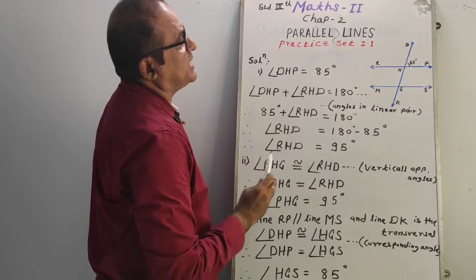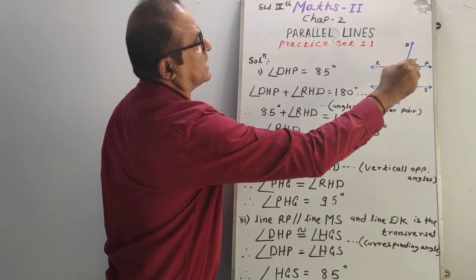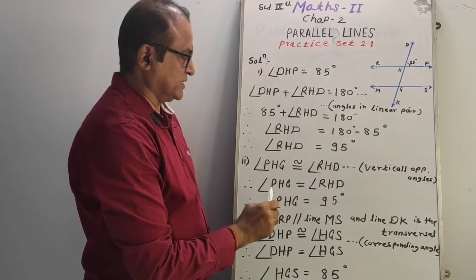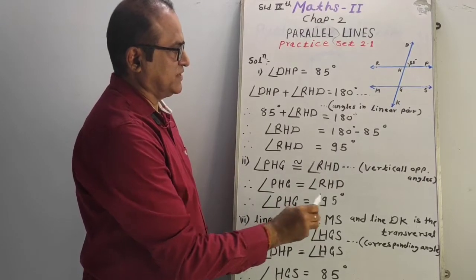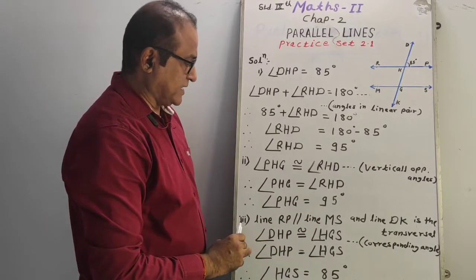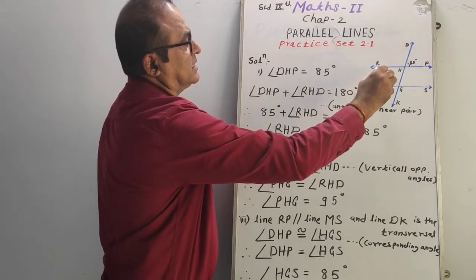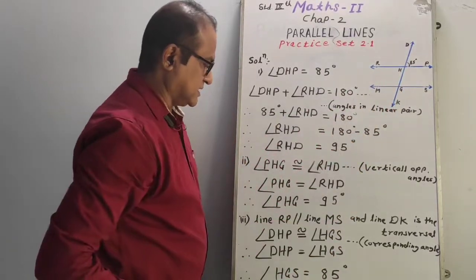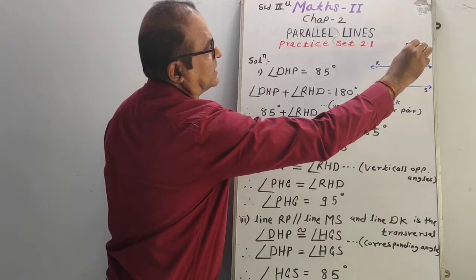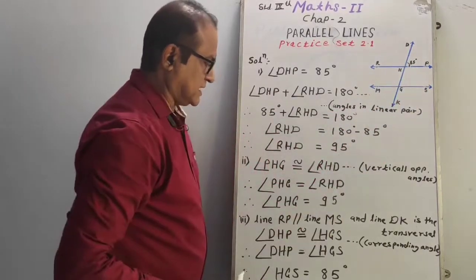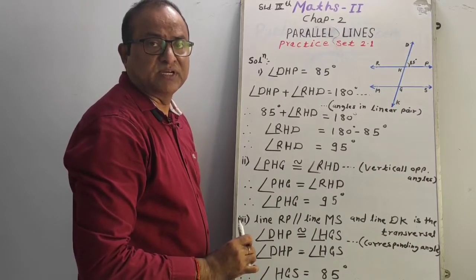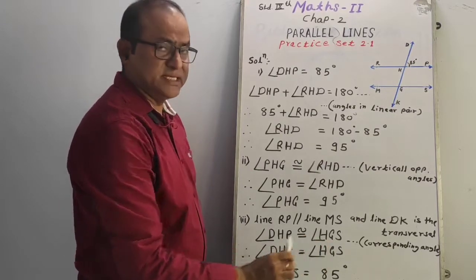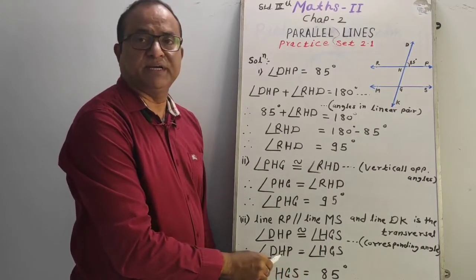Second, angle PHG and angle RHD are vertically opposite angles, and vertically opposite angles are congruent. Therefore, angle PHG is equal to 95. Third, angle HGS. Here, line RP and line MS are parallel lines, and DK is the transversal. Then angle DHP and angle HGS are corresponding angles, and corresponding angles are congruent. Therefore, angle DHP is equal to angle HGS. Therefore, angle HGS is equal to 85 degrees.